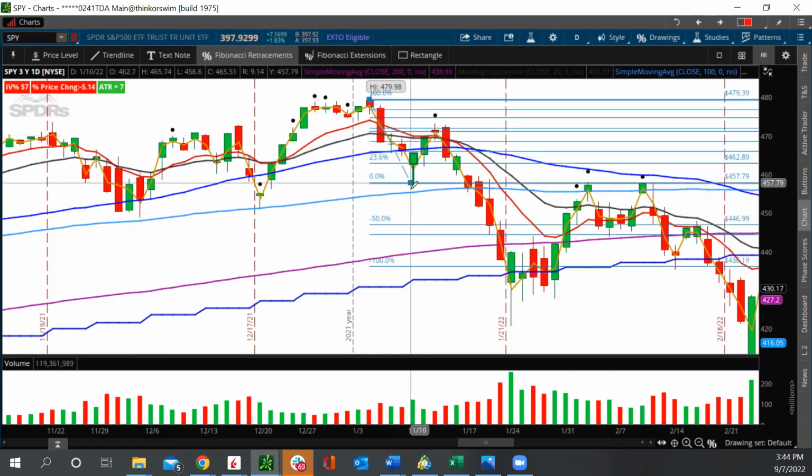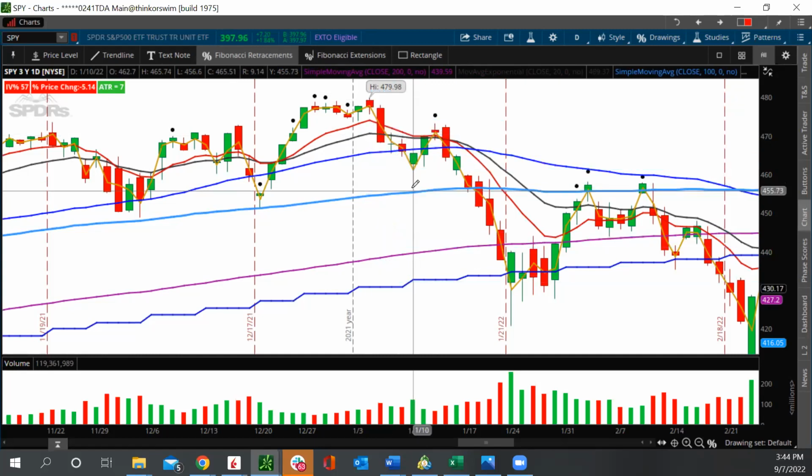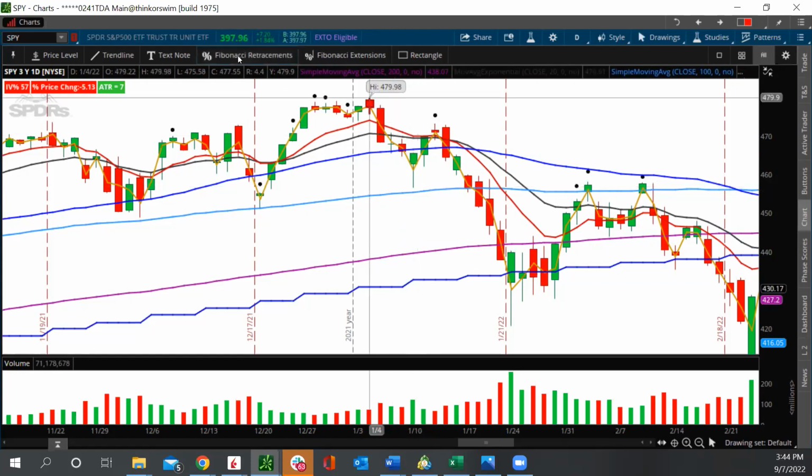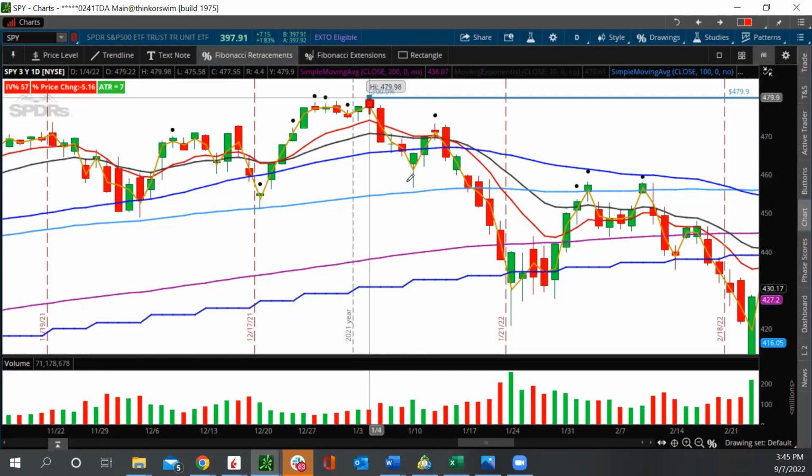So here what we're going to do is go from the high down to the low. Wait a minute, let's back that up. Let's make sure I got the right one. Yeah, I have fib extensions. Okay, for our retracements, we're going to go low to high. I mean, high to low.